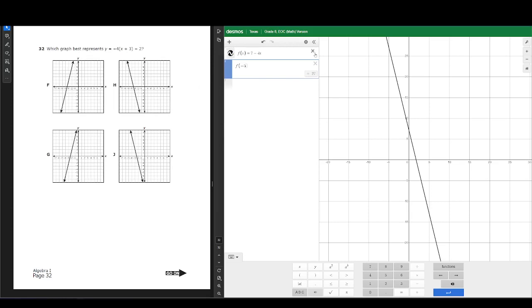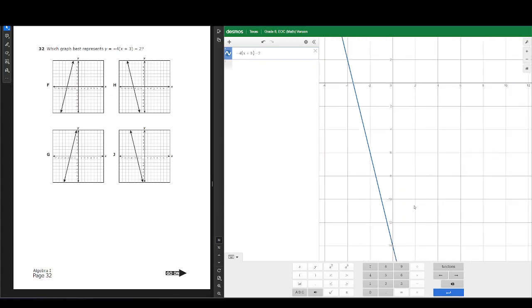Which graph best represents this? Well, we can graph that. It's already in function form, or function notation. So we have x plus 3 minus 2. So this one is going to be, which graph best represents y equals negative 4 times x plus 3 minus 2.